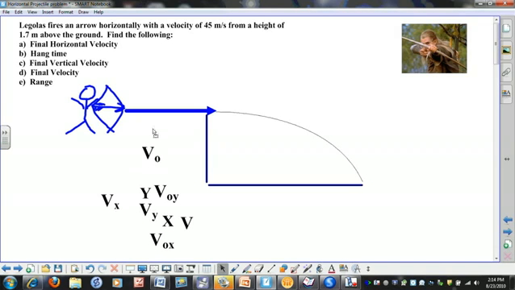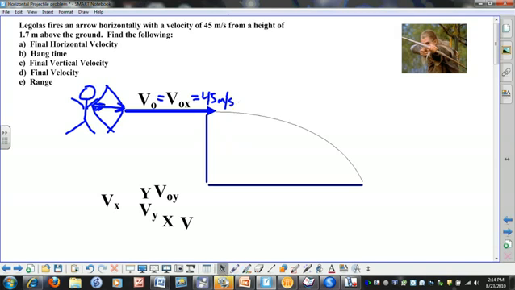We know that this arrow represents initial velocity, and the initial velocity equals the initial horizontal velocity, which we know equals 45 meters per second. Initial velocity is equal to the initial horizontal velocity because there is no vertical velocity. We know that velocity is going to be the sum of its components, the horizontal and the vertical, and in this case, there's only a horizontal component.